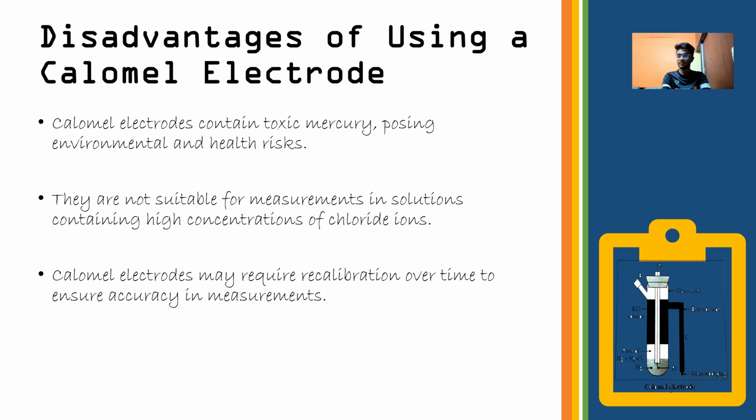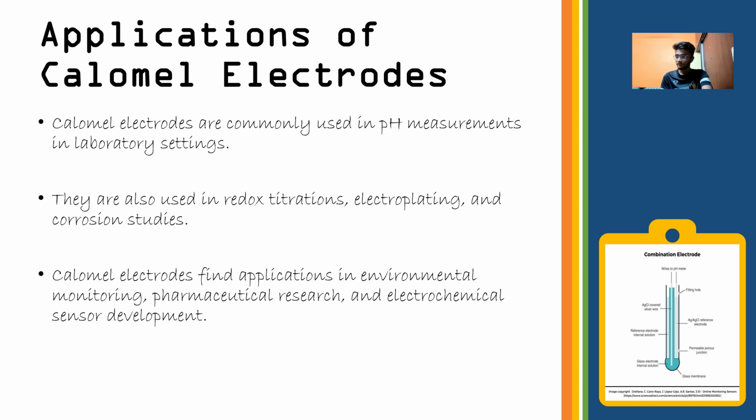Calomel electrodes may require recalibration over time to ensure accuracy in measurement. So you have to keep an eye on the calomel electrodes each and every time to ensure they measure accurately. So that's all about the advantages and disadvantages.